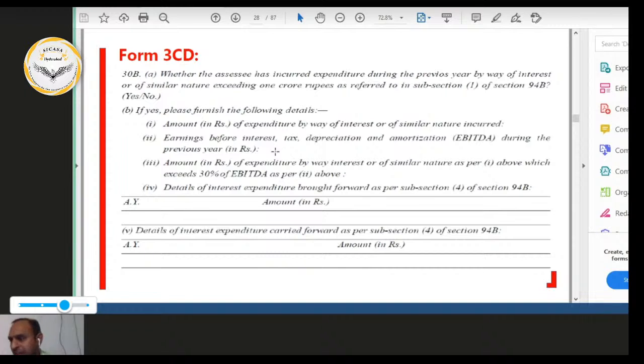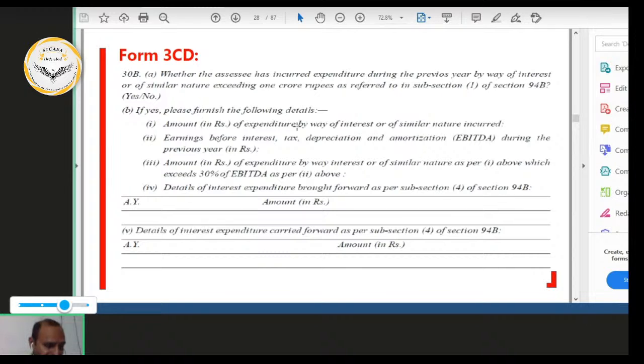Okay. Then 30B, what does it talk about? 30B talks about the thin capitalization rule. If there is thin capitalization, then you have to report under this category. What is thin capitalization? Remember, this concept is applicable only to loans, borrowings or guarantees that have been taken from a non-resident associate. If you are taking from a resident associate, this section is not applicable.